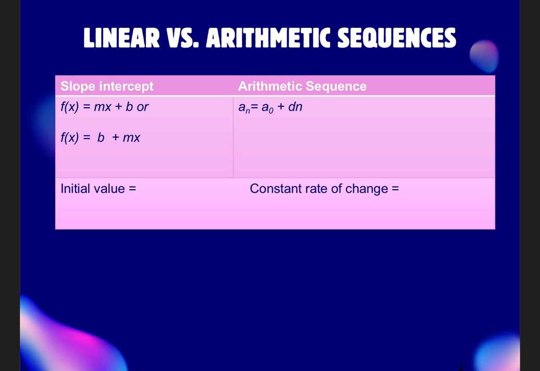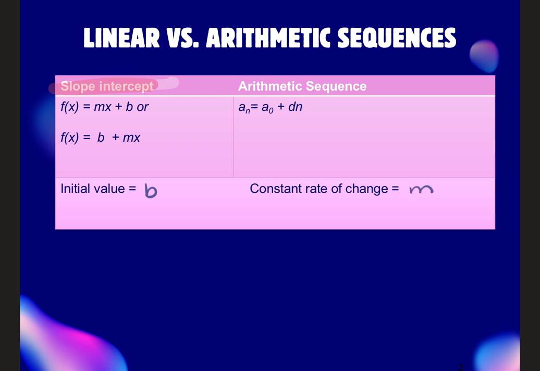On the left, you've got your regular slope-intercept form, okay, which is your y equals mx plus b, or f of x equals mx plus b. And in that case, your initial value is your y-intercept. So when it's in slope-intercept form, your initial value is b. And the rate of change is your slope, so it's your m.